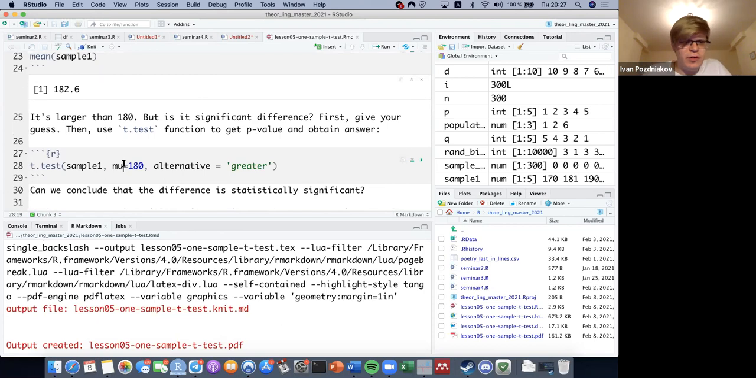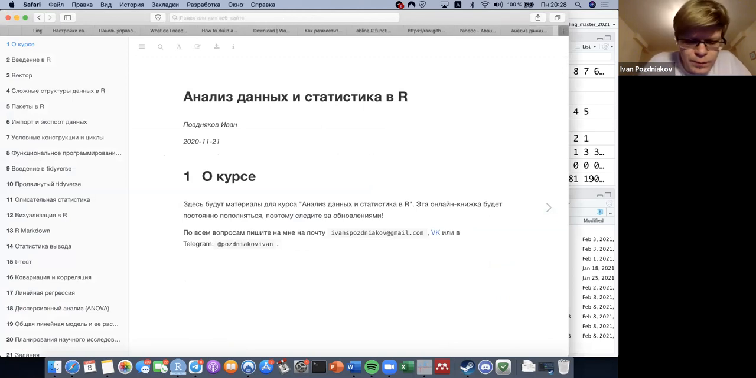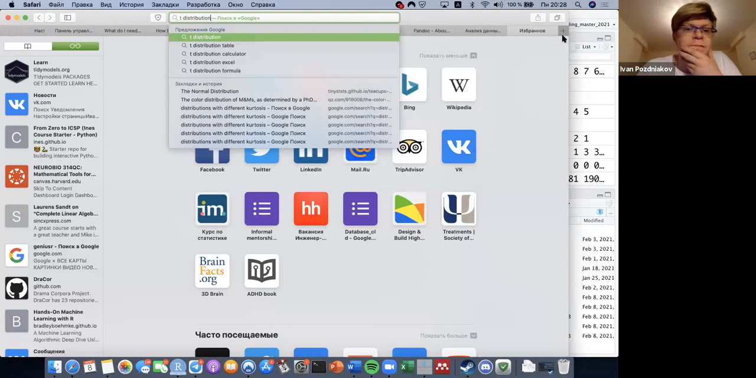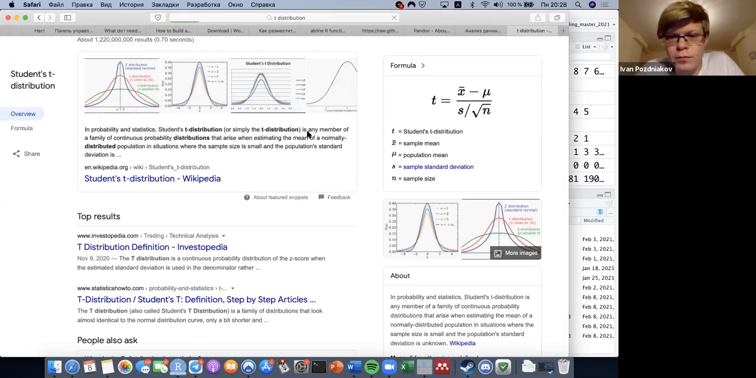Okay, let's test your intuition. In this case, we can actually do it by hand, without a function for the t-test, using the functions that we used previously, like rbinom, dbinom, qbinom, and so on. We have the same functions for the t-distribution. The t-distribution is pretty similar to the normal distribution, but it has heavier tails. Let me show you the distribution. It looks like that.